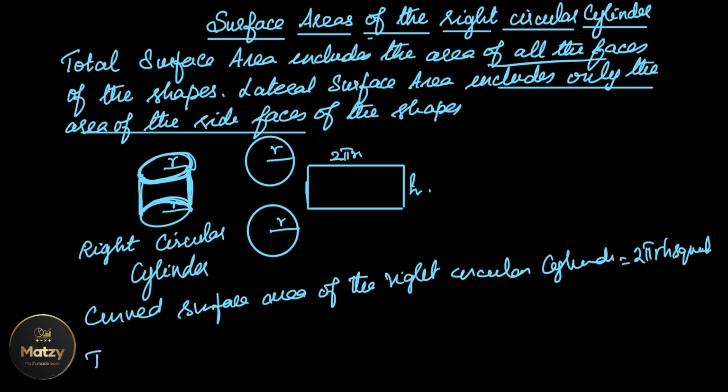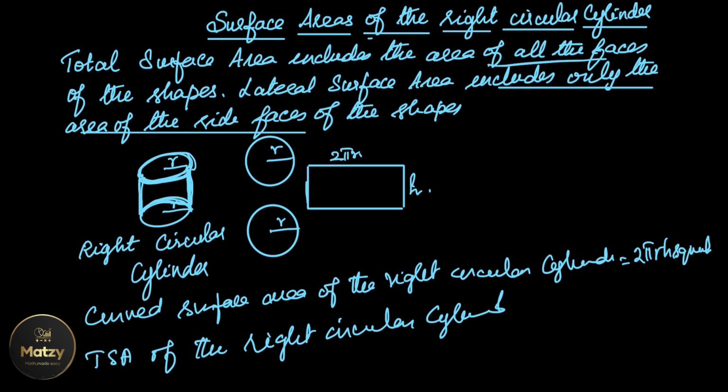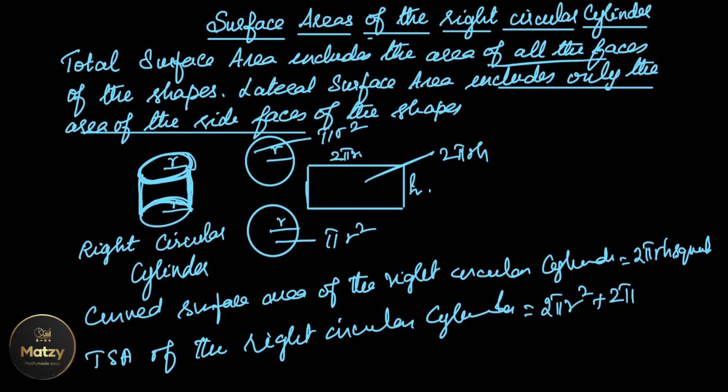Okay, what is the TSA of the right circular cylinder? It includes the area of the top circle, pi r square. Area of the bottom circle, pi r square. Then the area of this rectangle, 2 pi r h. So pi r square plus pi r square is 2 pi r square, plus 2 pi r h.